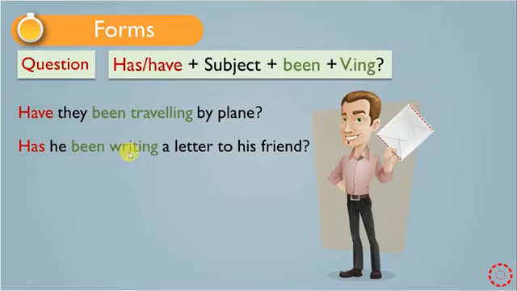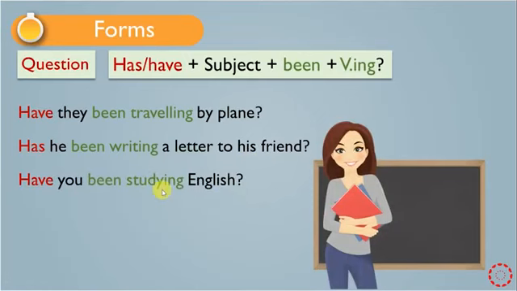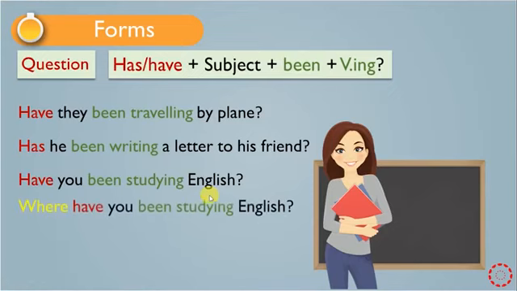Has he been writing a letter to his friend? Have you been studying English? And also you can use the WH question words here, and we put them at the beginning before has and have. We can say, where have you been studying English? Or when have you been studying English? And also we can say, how or why have you been studying English?